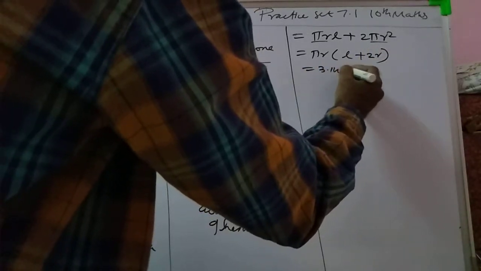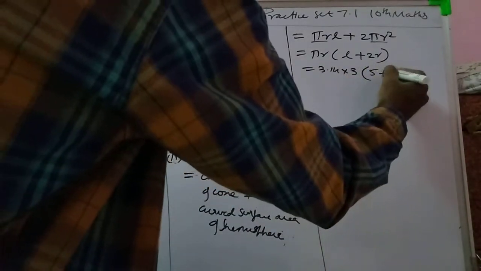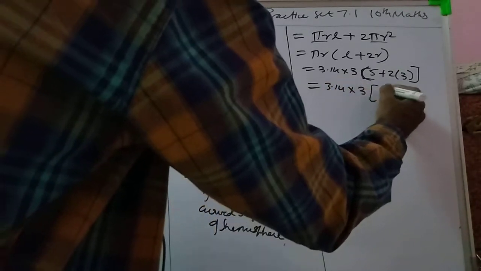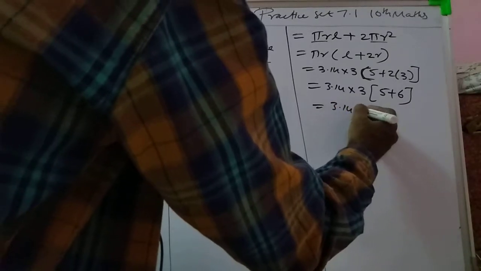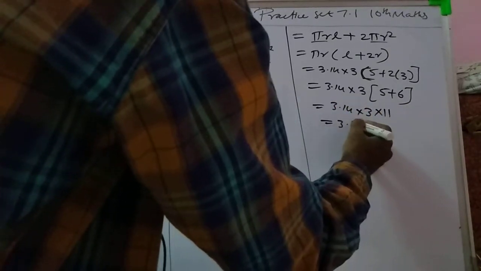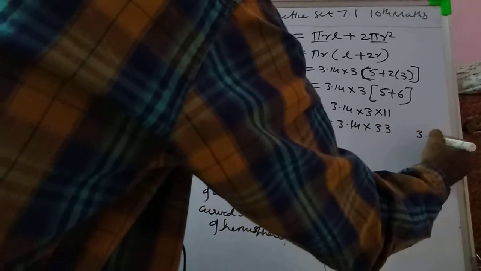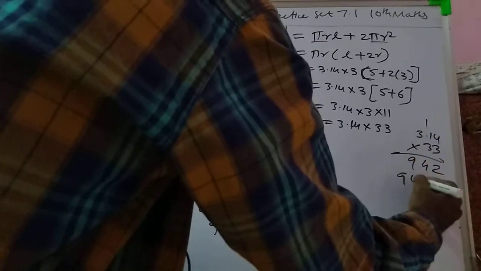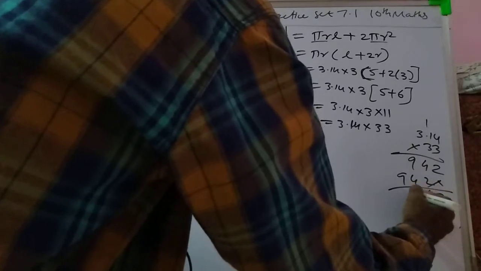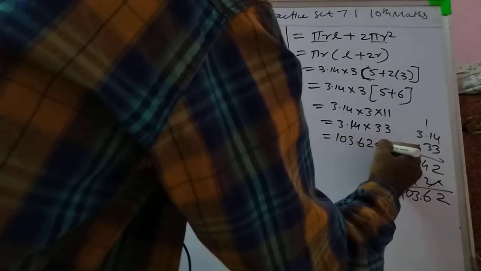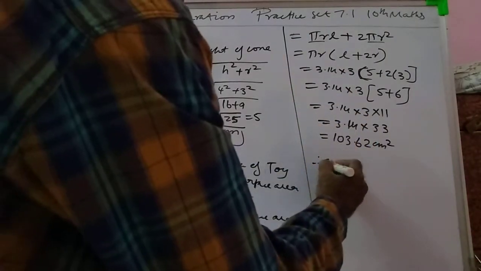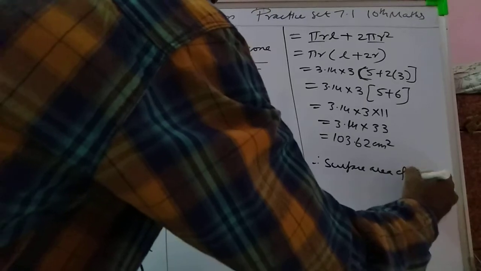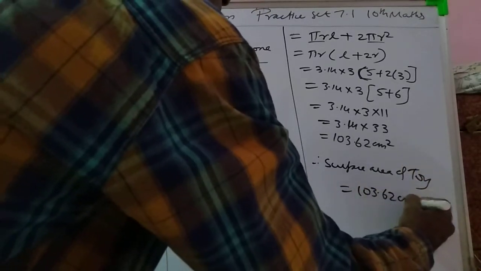So that will come 3.14 into 3, L is given 5 plus 2 into r is 3, okay. So that will become 3.14 into 3 into 5 plus 6, that will become 3.14 into 3 into 11, so that will become 3.14 into 33, so you multiply this 33, okay. I think the point will come here. So this is centimeter square, okay. Therefore surface area of toy is equal to 103.62 centimeter square.